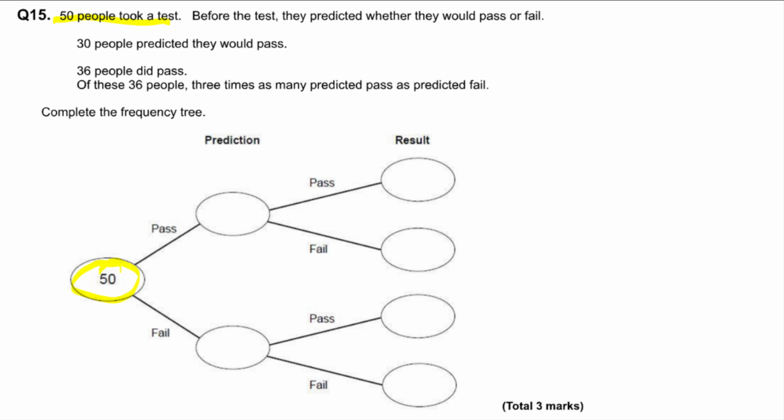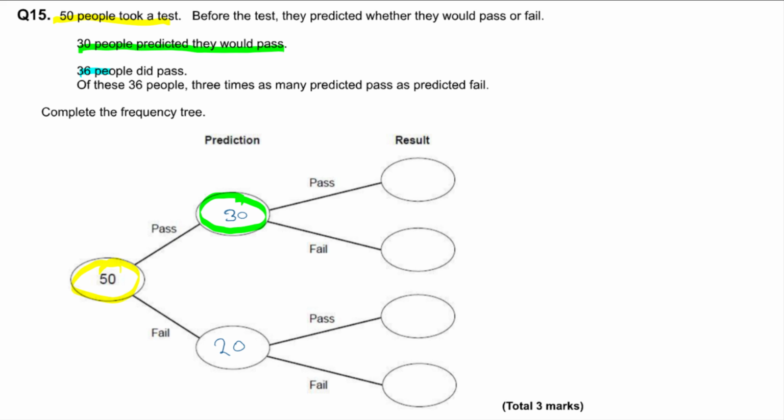Okay, so I've got 50 people all together, and you can see that here at the circle at the top. Now we then predict that 30 people predicted they would pass. So prediction pass is here, so I'm going to write those 30 people in here. So if 30 people thought they would pass and there were 50 altogether, there must be 20 on the other branch down there. So 30 plus 20 is 50.